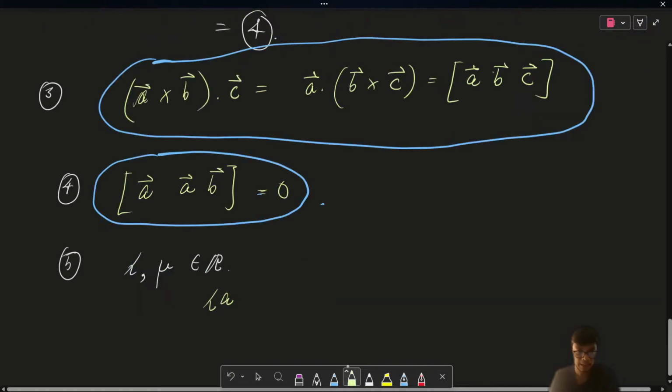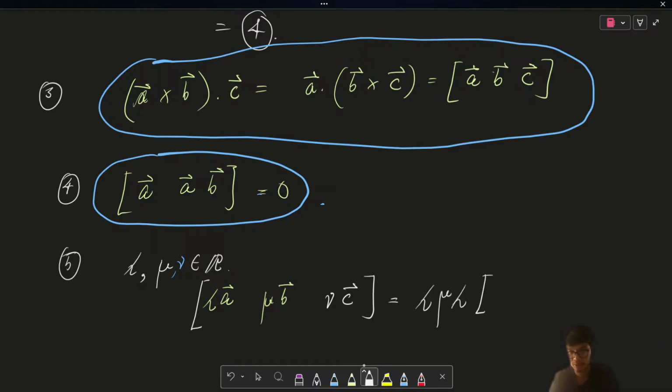When I multiply lambda with the A vector, mu with the B vector, and let us say we also have another constant nu, and I multiply nu with the C vector, the scalar product result is simply equal to the constant part coming out, that is lambda mu nu, times the scalar product of A vector, B vector and C vector. This is one of the simple implications, and we will see it in our questions when we try to solve.